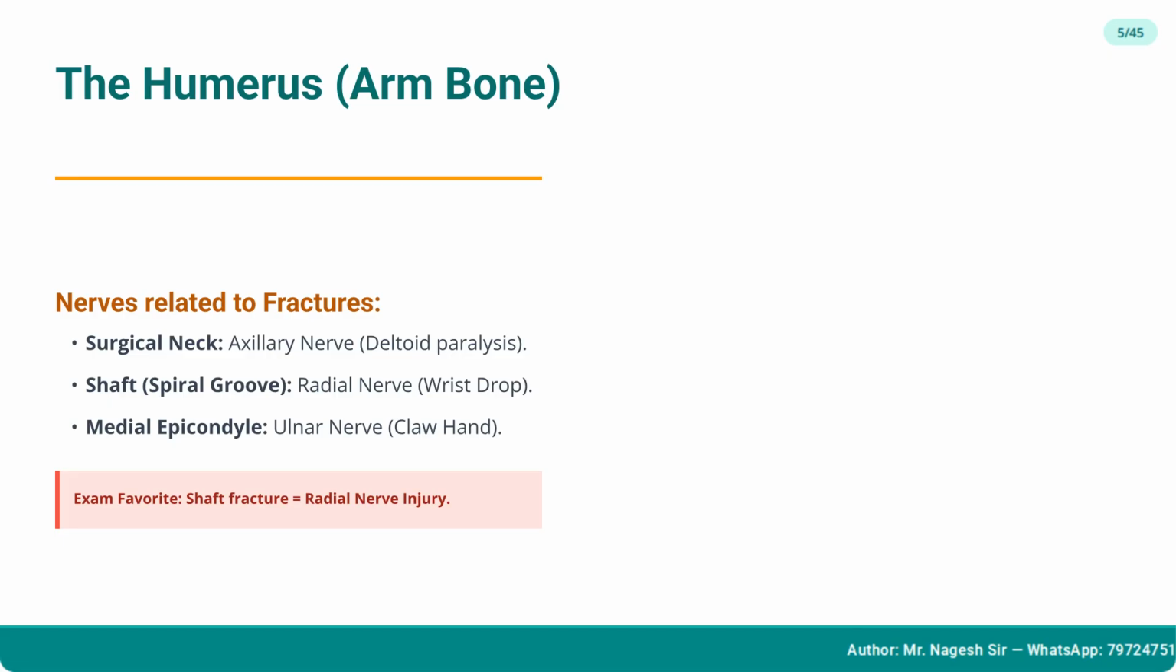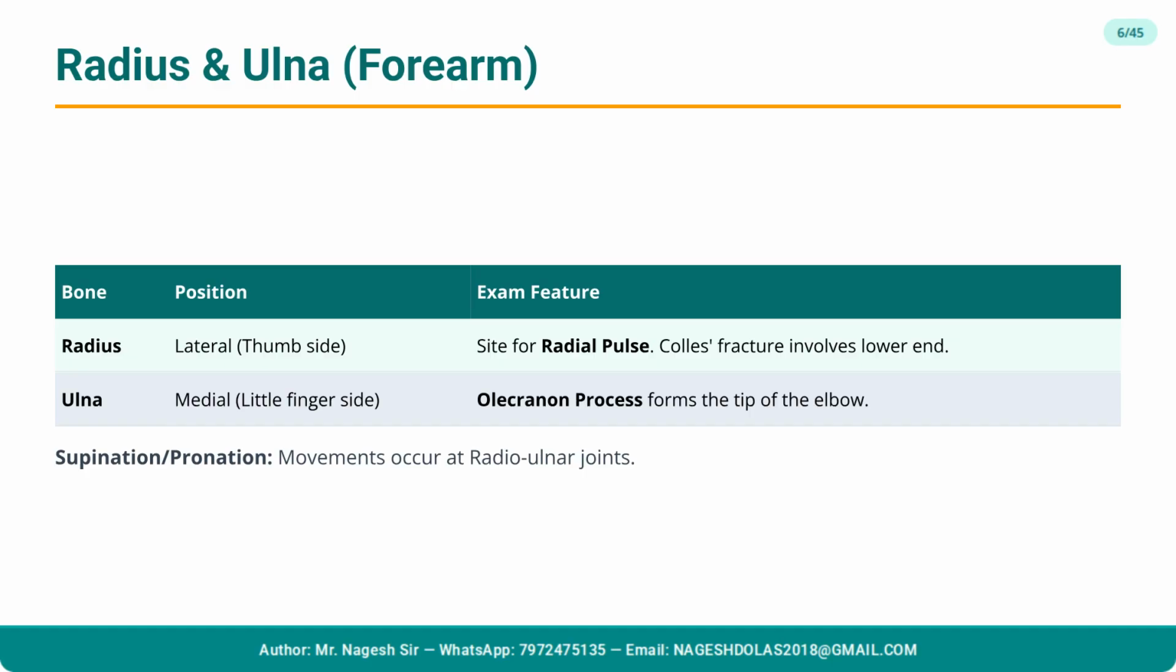A surgical neck fracture often involves the axillary nerve. Crucially, a shaft fracture is strongly linked to radial nerve injury, resulting in wrist drop. In the forearm, the radius is lateral and is the site for the radial pulse. The ulna is medial, with the olecranon process forming the elbow tip. Supination and pronation occur at the radio-ulnar joints.